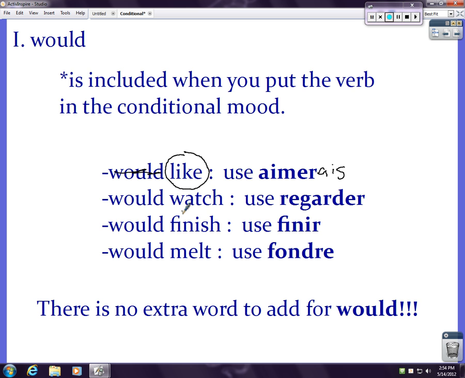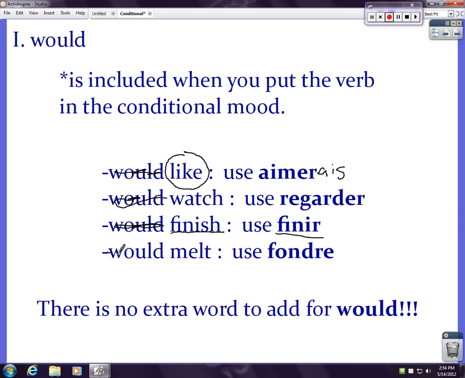I would watch Desperate Housewives, but it's over. Get rid of would and just go with the verb that means to watch, which is regarder, and you put your ending on that. I would finish my homework, but I left it at school. You ignore would and just go to finir, the verb that means to finish, and conjugate it in the conditional.